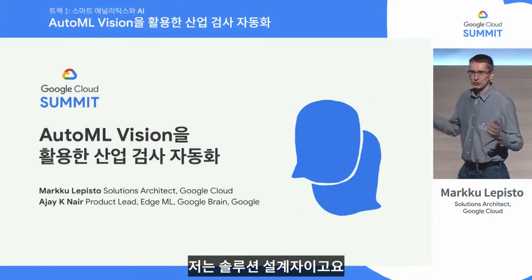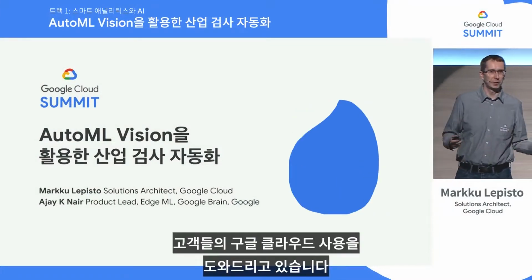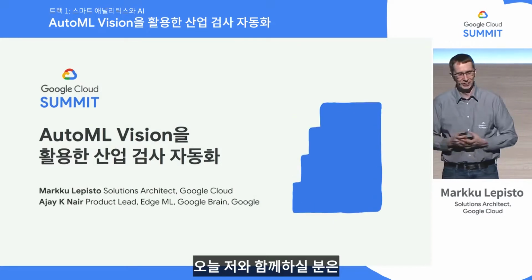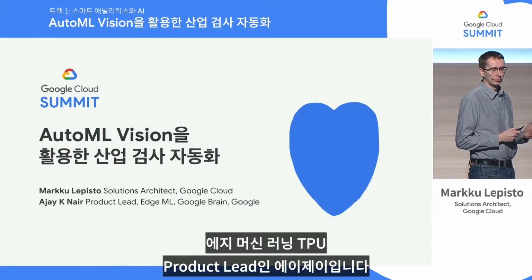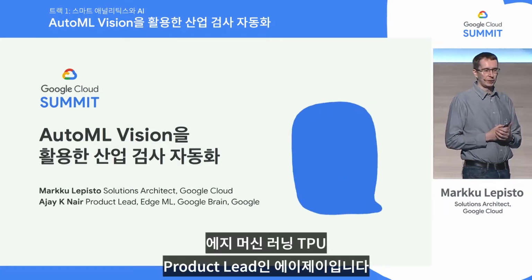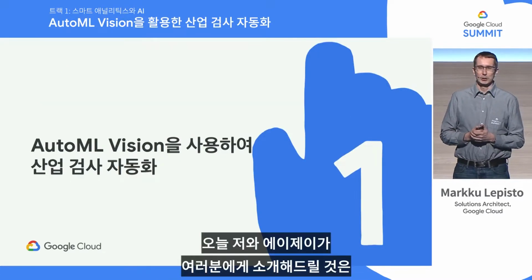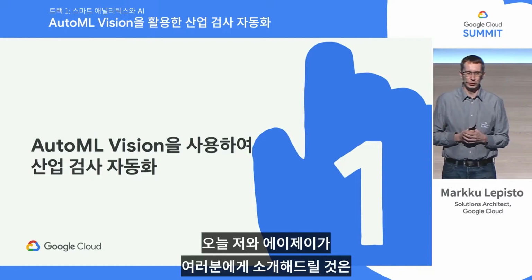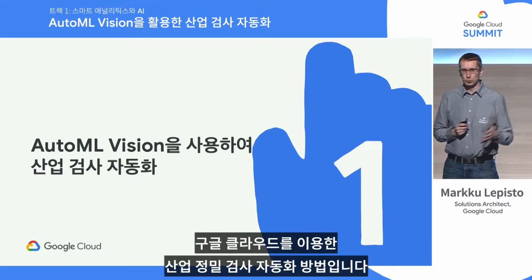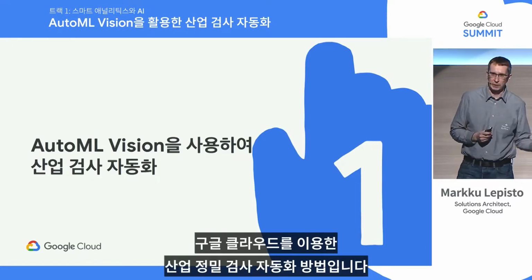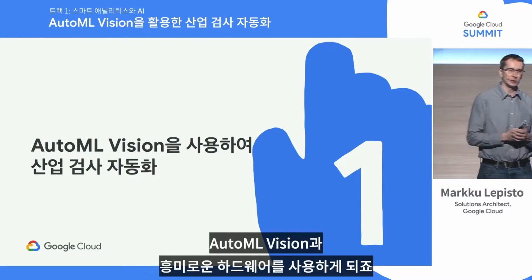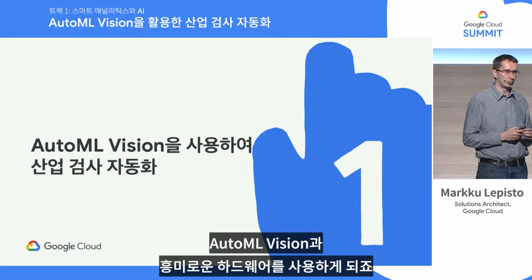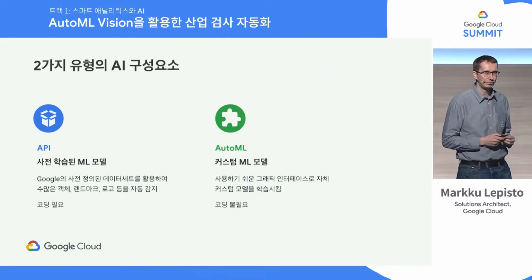Anyway, I'm a solutions architect. I try to help our customers use Google Cloud. And I'm joined here with, you will see him soon, Ajay, who is the product lead for Edge Machine Learning and Edge TPU. So today we, with Ajay, would like to show you how to do automation of industrial inspection with Google Cloud, with specifically something called AutoML Vision and some interesting hardware as an option as well.